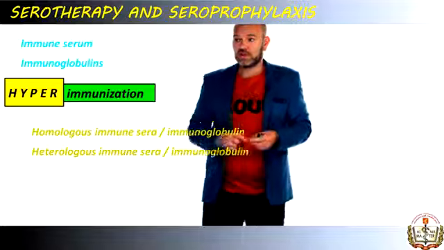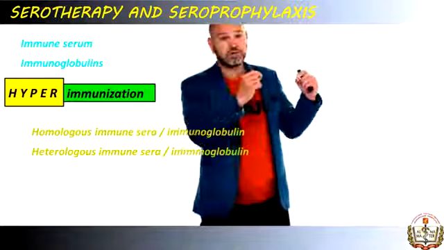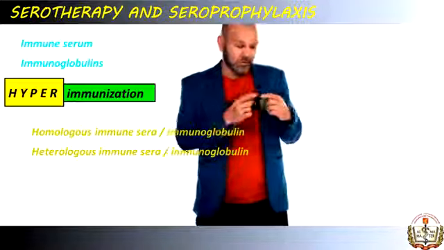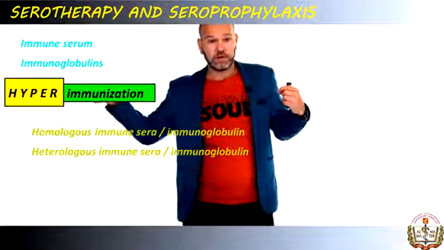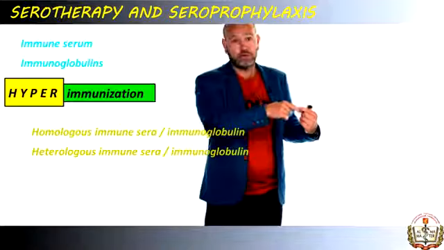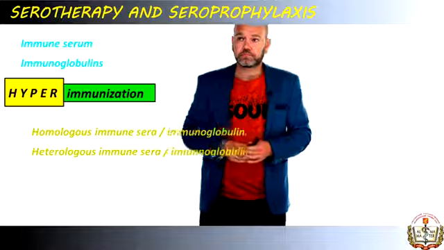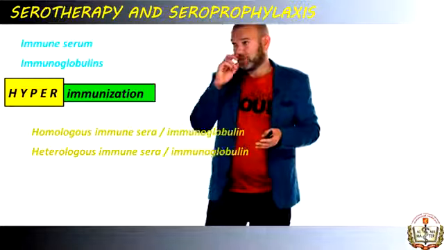So the main idea: if you are asked about how to treat a human and you see that the serum is obtained from human, of course it is homologous. If you see that it is horse serum and you are going to treat a human, it is heterologous. But if you take horse serum to treat a horse, even horse serum for a horse will be homologous. So again, just think, in human medicine, human serum is homologous.